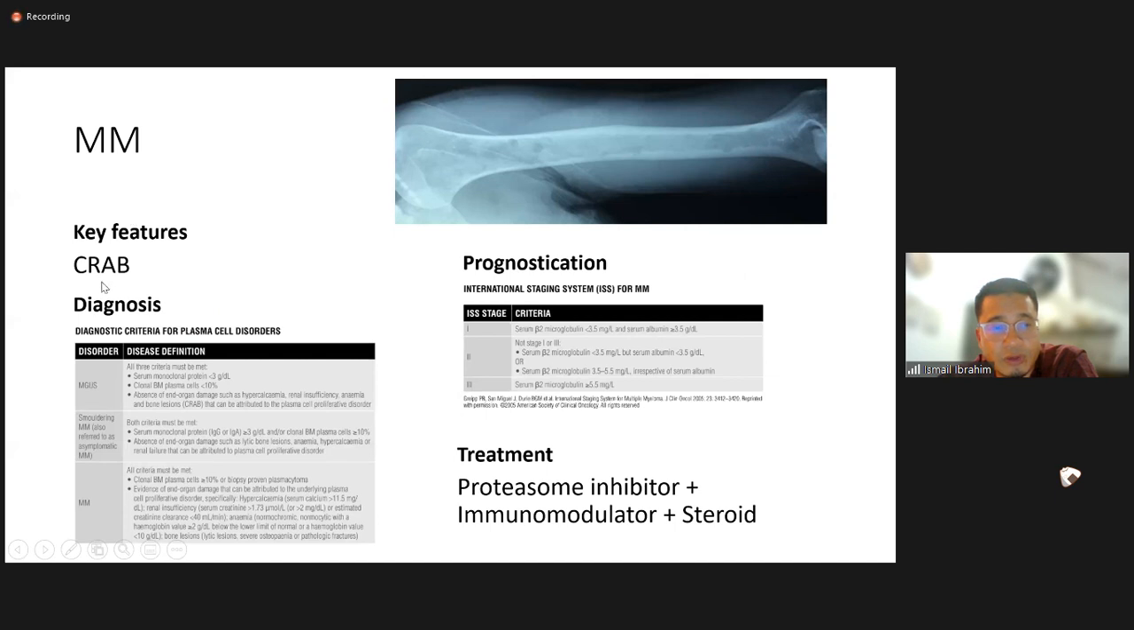So the key features of multiple myeloma is CRAB. C is calcium, R is renal failure, A is anemia, and B is bone fracture or lytic lesion. An example of this X-ray, we can see lytic lesion.